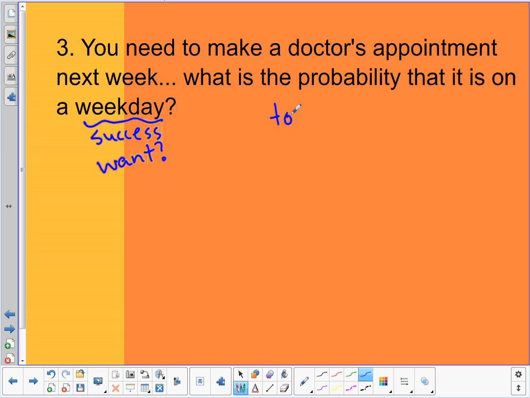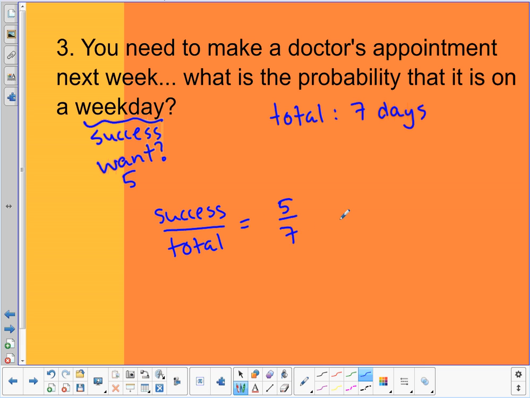If we think of the total, we know that there are 7 days in a week. Successes, weekdays, we know that there are 5, Monday, Tuesday, Wednesday, Thursday, Friday. So my success out of total, or what I want out of the total options, is equal to 5 out of 7, which is approximately 0.714. So about a 71% chance that you make your appointment on a weekday.